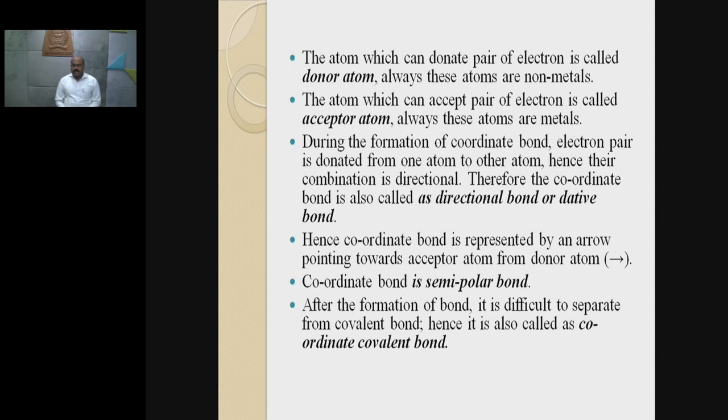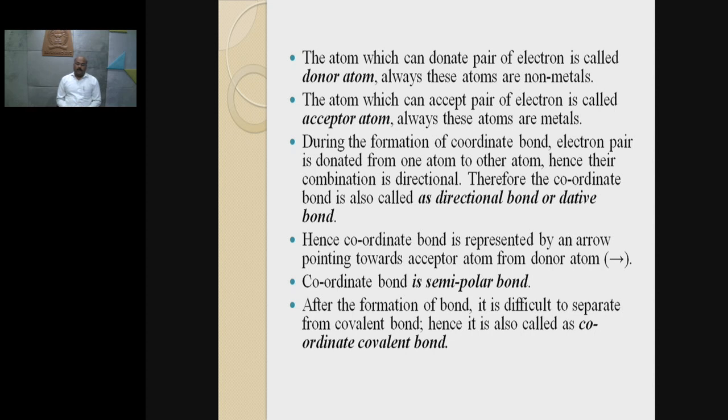Due to its directional nature, the coordinate bond is always represented by an arrow pointing from the donor atom towards the acceptor atom. The covalent bond is denoted by a dash, the ionic bond is denoted by a dotted line, the metallic bond is denoted by a dotted line. Similarly, the coordinate bond is represented by an arrow pointing towards the acceptor atom from the donor atom. That arrow shows the flow of the lone pair of electrons from the non-metal atom to the metal atom.